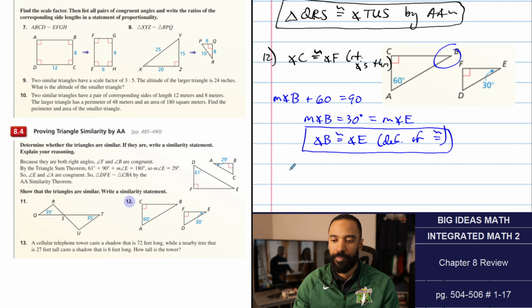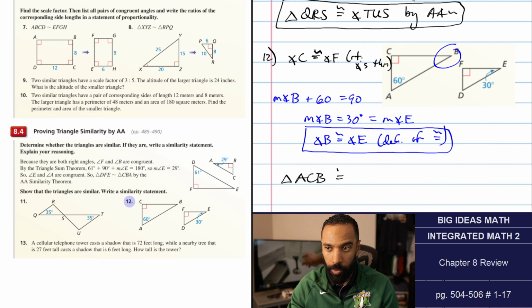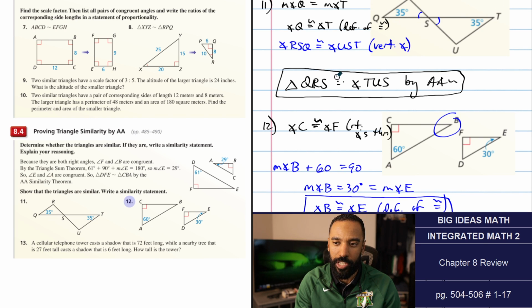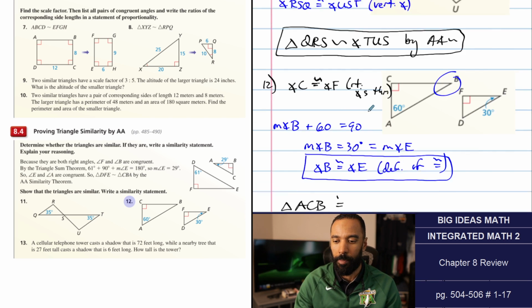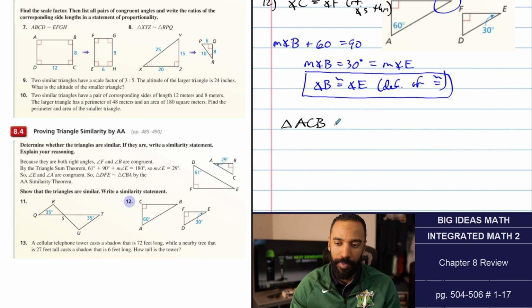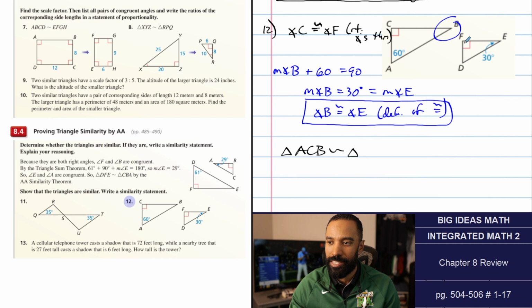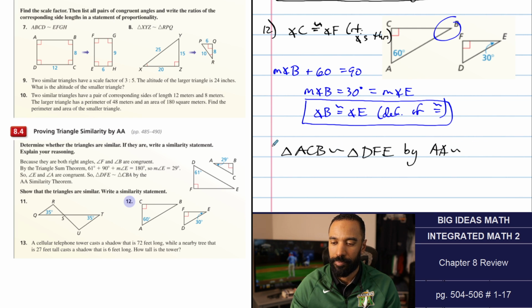So, therefore, triangle, I'll call it ACB, is not congruent. Oh, I put congruent here. I am so sorry. These are not congruent. I just did too many congruent signs. Similar. If I said congruent as well, I do apologize. I'm in a different mindset there. Triangle ACB is similar to triangle DFE by the angle-angle similarity theorem.